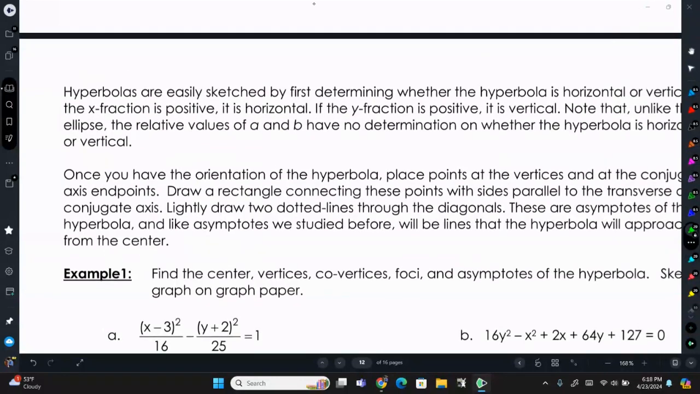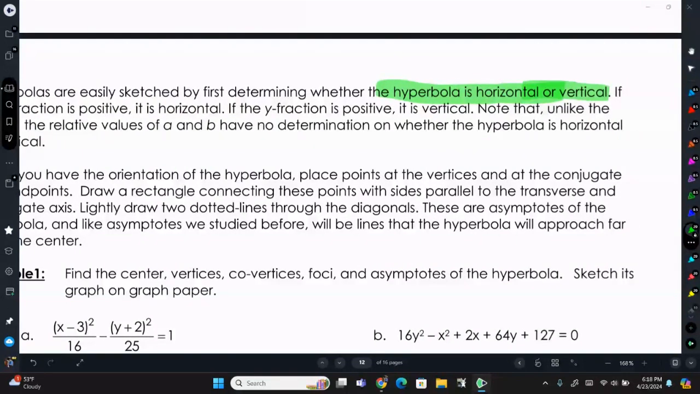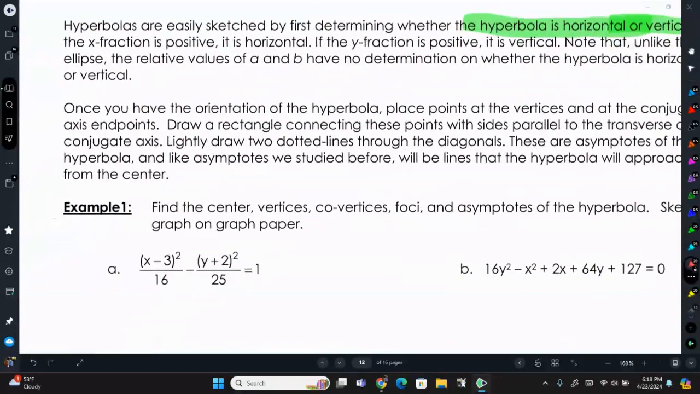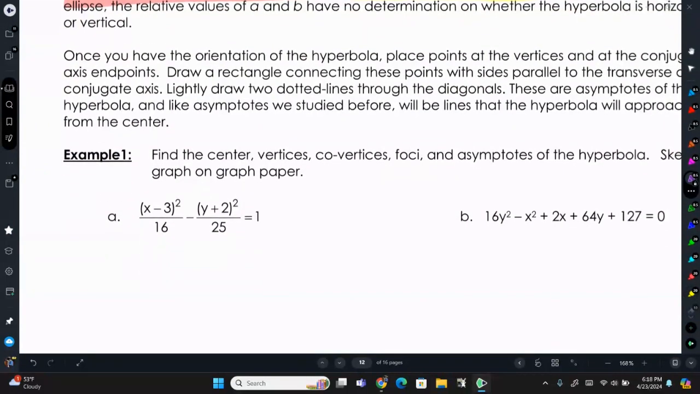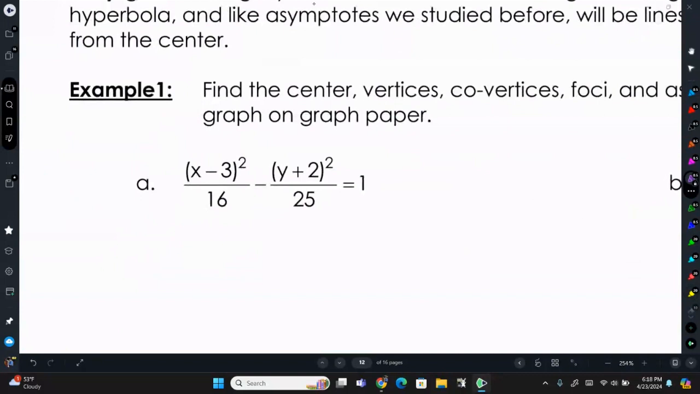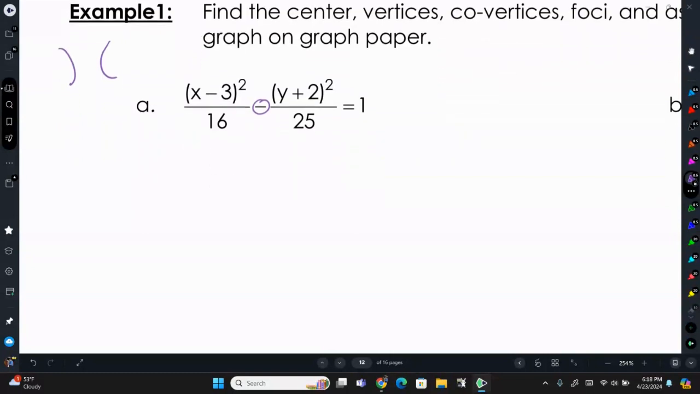First we're going to determine, is it horizontal or vertical? And we see up here, that is step one. If the x fraction is positive, it's horizontal. If the y fraction is positive, it is vertical. So the x is positive, it's first. Here's the negative sign for the y. So this is a horizontal hyperbola, so we know it's going to go that way. A squared is equal to 16, which means a is equal to 4.